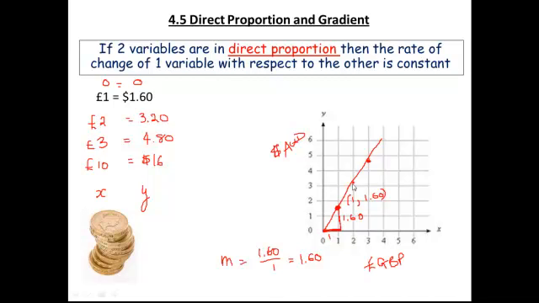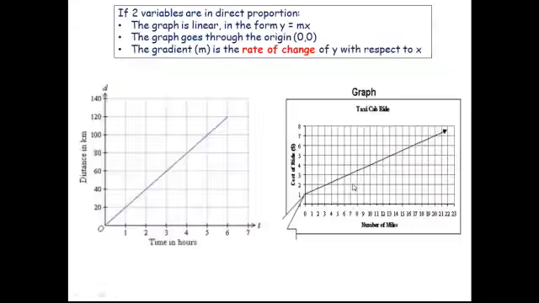Okay, let's look at a few more examples. Okay, so like I said before, just to clarify, if two variables are in direct proportion, then we get a linear graph when we graph those two variables, and we're in the form y is equal to mx, and that's because the graph goes through the origin. So these are the things that we covered in the lesson about graphs that just go through the origin.